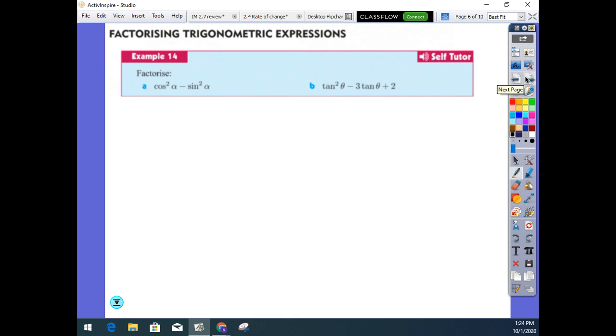All right, so now we're going to do a little factoring. So here is the difference of 2 squares. So I need 2 parentheses because there is not anything in common. How do I get cosine squared? Cosine alpha, cosine alpha. How do I get sine squared? Sine alpha, sine alpha. Negative means one's plus, one's negative. That's it.